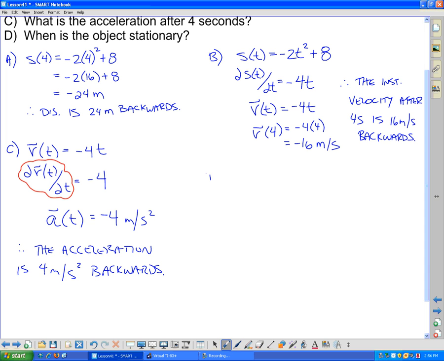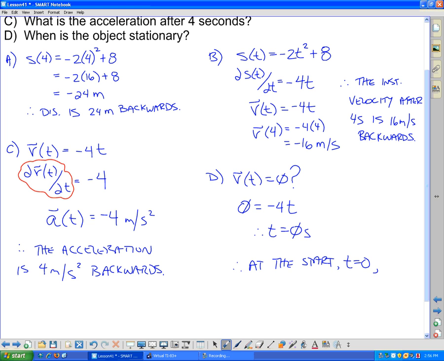And finally, D part, when is the object stationary? So basically we're asking, when is the velocity equal to 0? That's what we're asking in this question. So 0 equals negative 4t. So the possibility then is that t equals 0 seconds. So at the start, t equals 0, velocity is 0 meters per second.